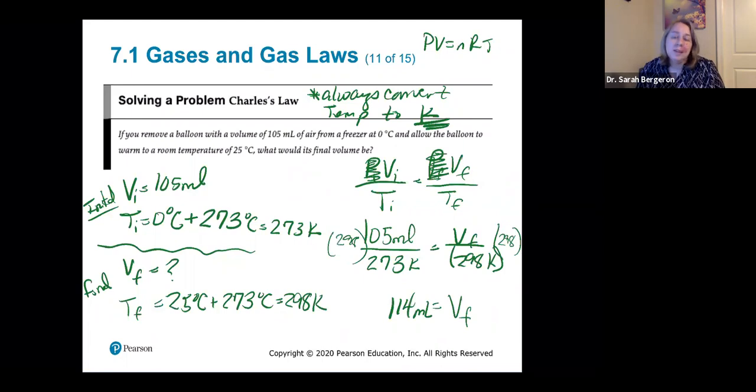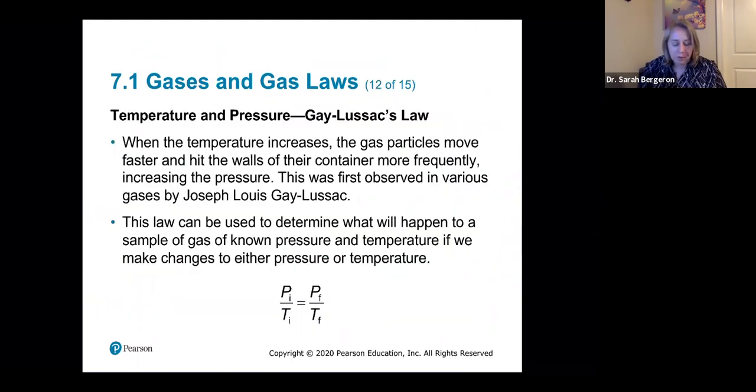So does it make sense with PV = nRT? Always go back and double check. Does it work? Okay, so if we look at our temperature, what happened to our temperature when we went from initial to final? We increased our temperature. If you're going to increase your temperature, what is going to happen to your volume? Well, if we increase something on this side, we have to increase something on this side. So it should be an increase in volume. We went from 105 to 114. We have an increase. So it's just a good double check. Did you do it right?